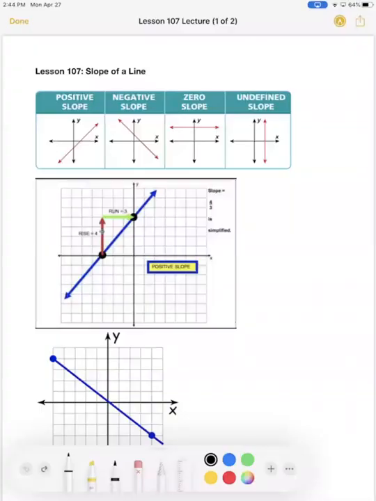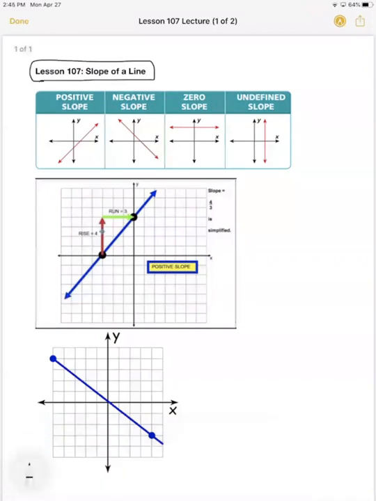Hello, seventh grade. It is Tuesday, April 28th, and we are talking about lesson 107 today, the slope of a line. So we know about slope.